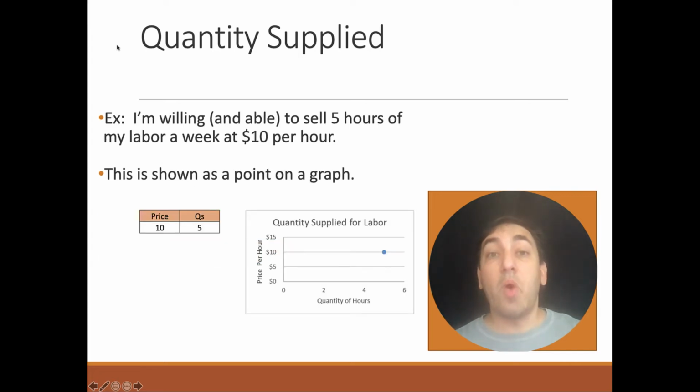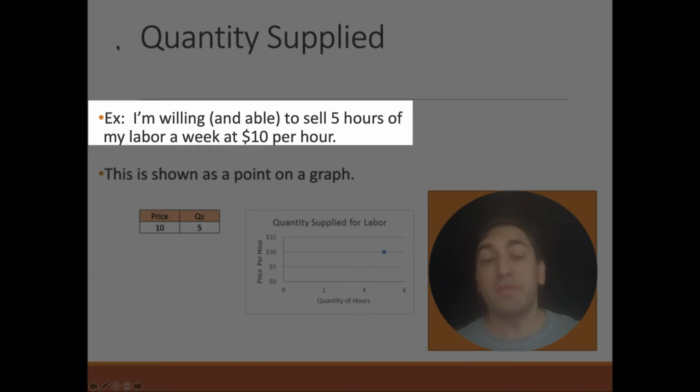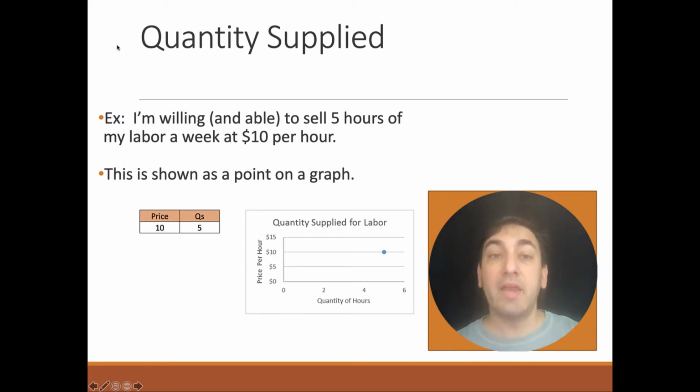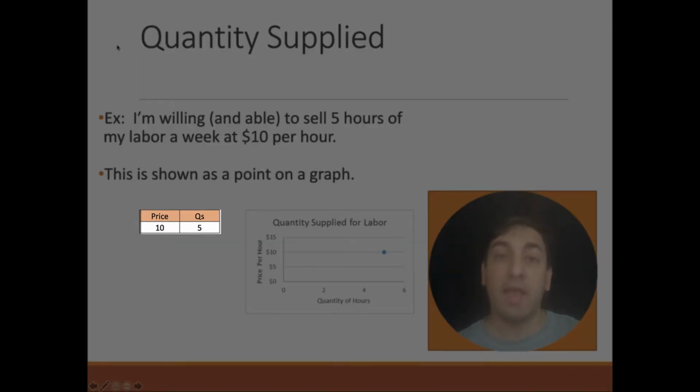So let's say I want to hire you, and I say, you know what, I'm willing to hire people at $10 an hour. You say, okay, well, at $10 an hour, I'm willing and able to supply 5 hours of work for you. That combination of $10 and 5 hours is a quantity supplied. It's how much you're willing and able to supply at a given point in time at a given price. And it's just a point.